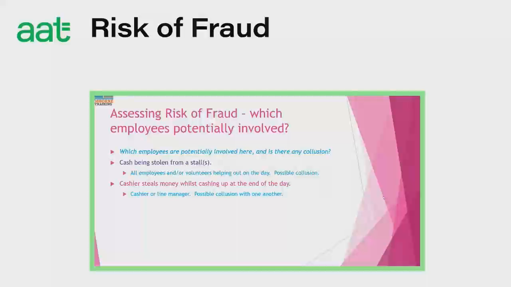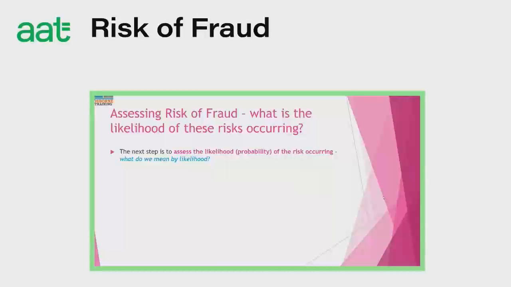Okay, so as I say, that's the first element that we need to be looking at when we're assessing our risk of fraud. Which of our employees are potentially involved? The next step that we need to look at is assessing the likelihood of the risk occurring. What do we mean by likelihood? So literally, how likely is it that the risk will occur?